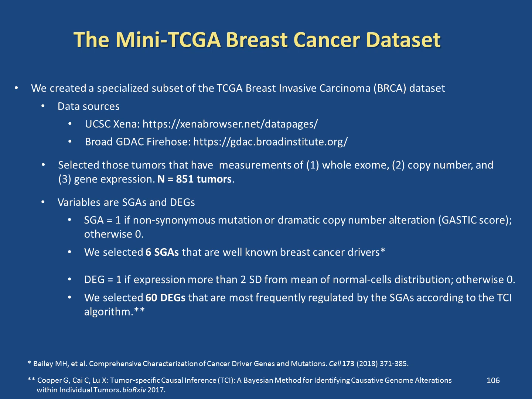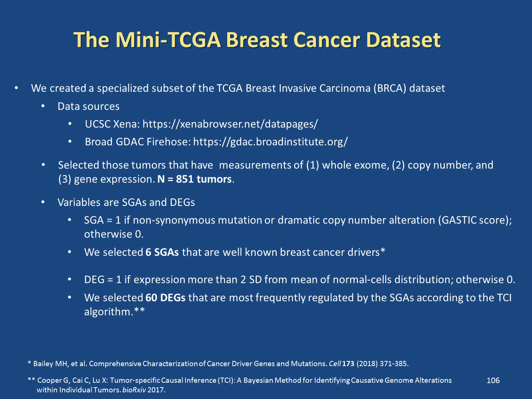And in terms of the data set you have that's called the cancer data set, the way that we created that is that we basically took the breast cancer cases from TCGA from these data sources, and we selected those tumors that had measurements for whole exome, copy number, and gene expression. Out of the 1,000 plus, we ended up with 851 tumors. And then the variables for the SGAs I've basically already mentioned. In terms of copy number variation, there's a GISTIC score that was used to determine whether or not there was a significant copy number variation.